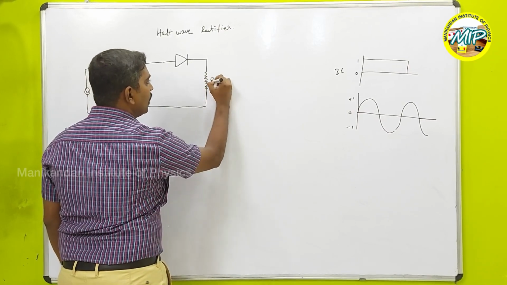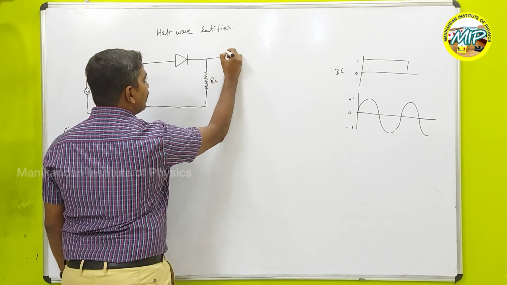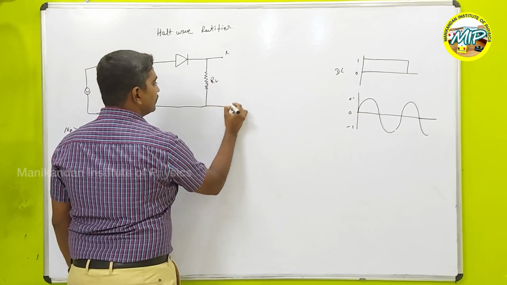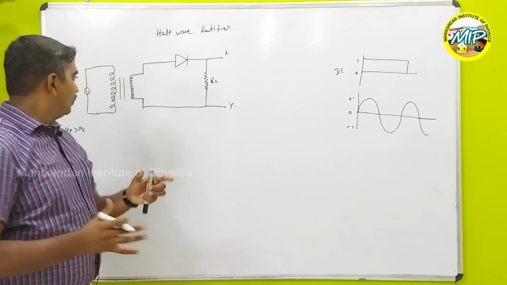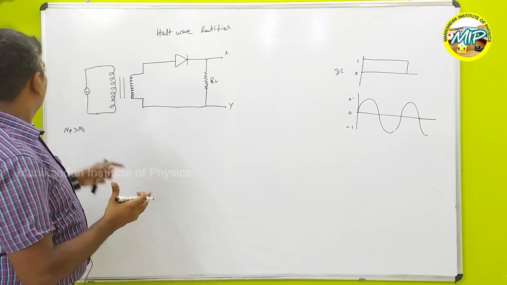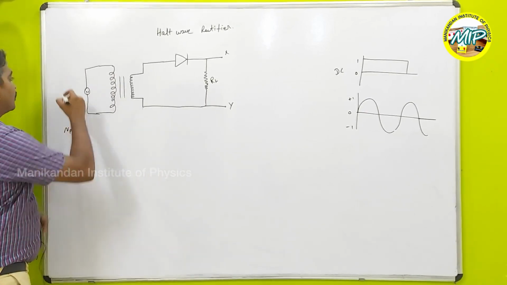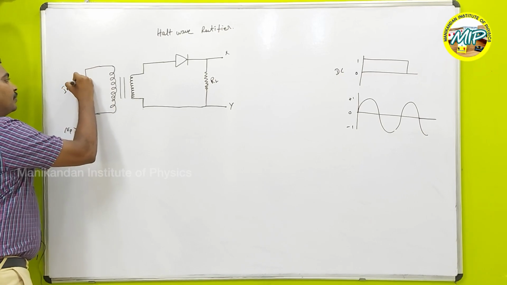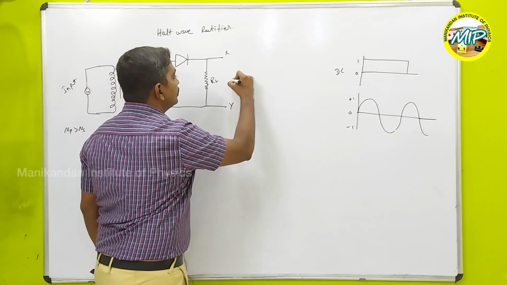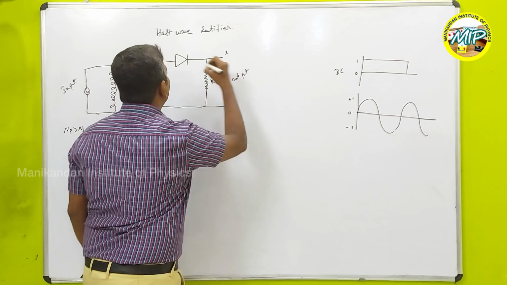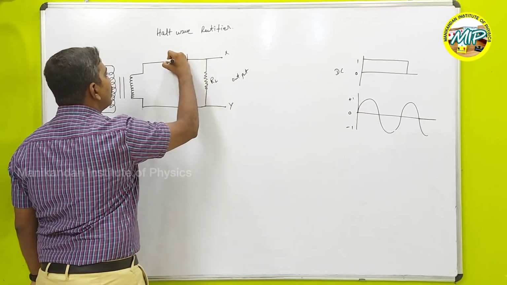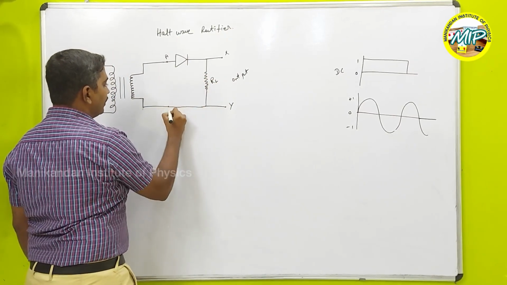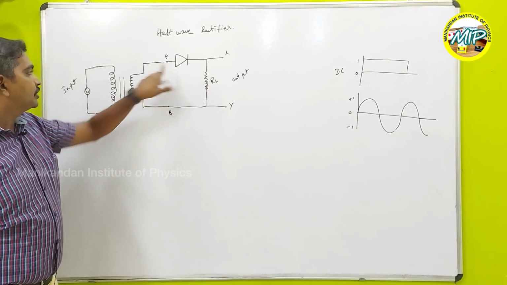So this is my load resistor. I am going to get my output from X and Y. Now I am going to plot the graph for the input. So this is my input potential, and I am getting my output from here. So this is my output. This is my diode, this is my point A, this is my point B. So this is my PN junction diode.